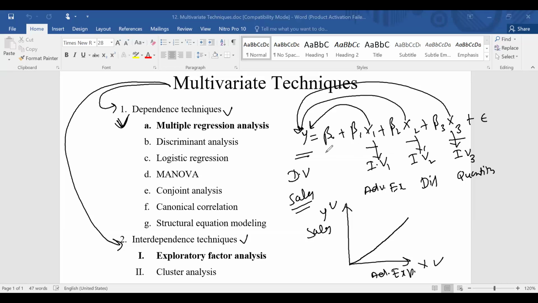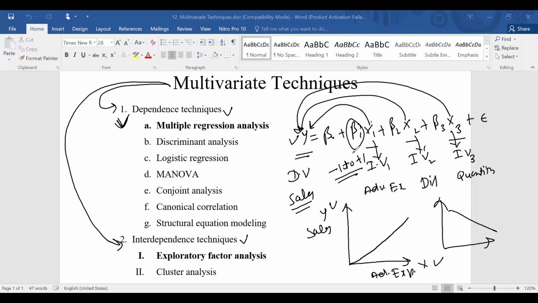So through multiple regression analysis, we can find out the relationship between two or more dependent and independent variables. As well as we can test the hypothesis whether this x1 significantly contributes to the dependent variable or not. So beta coefficient value will lie between -1 to +1. So there may be positive correlation between the two variables. There may be negative correlation between the two variables.